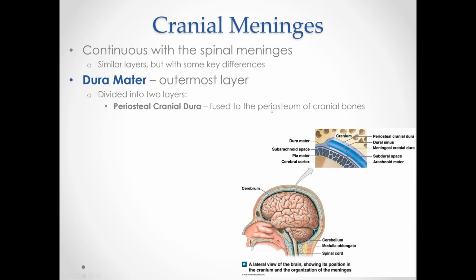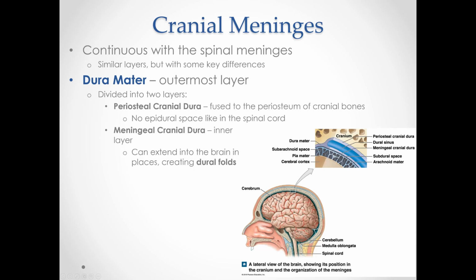So that is actually going to fuse with this outer layer of the dura mater. There is no epidural space, so that would be a space above the dura mater in the cranium. However, in the spinal cord, there is an epidural space, which is discussed in chapter 13. And then the bottommost layer of the dura mater is called the meningeal cranial dura. So this is the innermost layer as shown here.